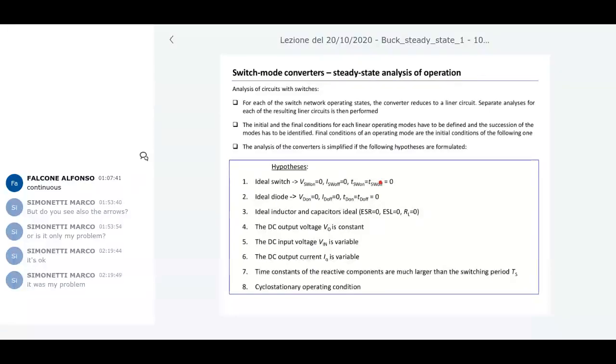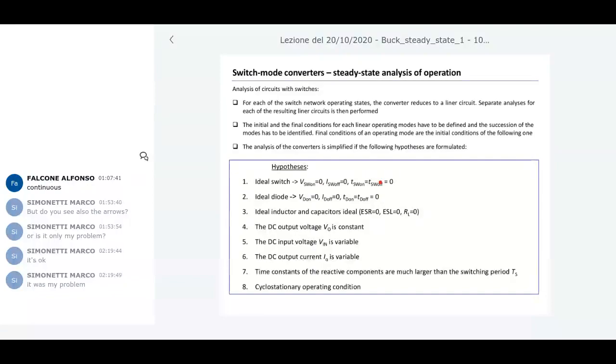The DC output current, Io, is variable, because the load changes. A constant load is something that never happens in practical applications. The load is not the resistance I can put in my theoretical circuits. The resistance is a representation of something that can be more complex. It's simply the ratio between the voltage and the current. Okay? But you can have a circuit connected to the output.